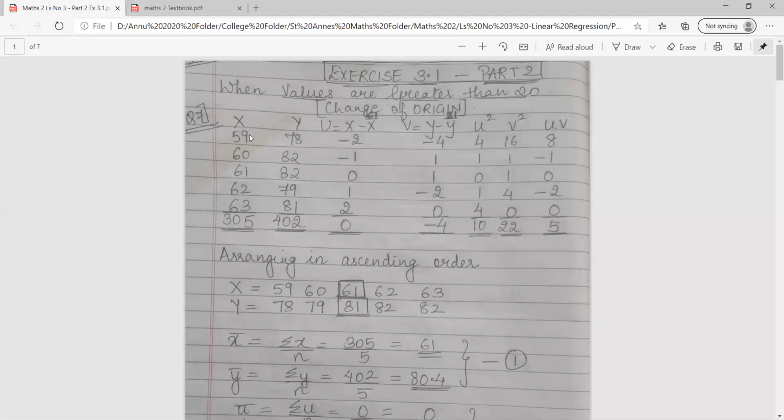So now we'll take the values of X and subtract 61 from it. So some may be negative and some may be positive. So 59 minus 61 gives you minus 2. 60 minus 61 gives you minus 1. 61 minus 61 gives you 0. 62 minus 61 gives you 1. And 63 minus 61 gives you 2. In a similar manner, for column V, you will take each value of Y and subtract 81 from it. So you will get the values as you can see over here.